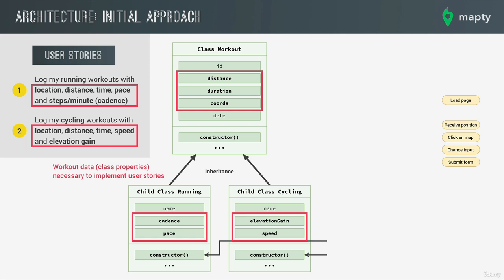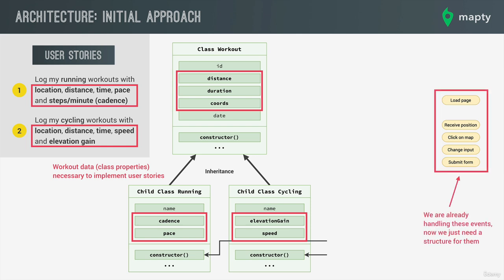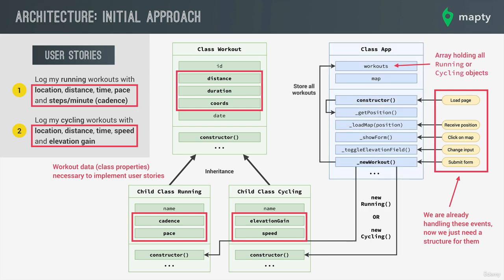Or from running to cycling, remember? And then we also have the event of submitting a form. And so all we have to do now is to create different functions that will handle these different events. And in fact, what we are going to do is to create a big class called App that will basically hold all of these functions as methods.